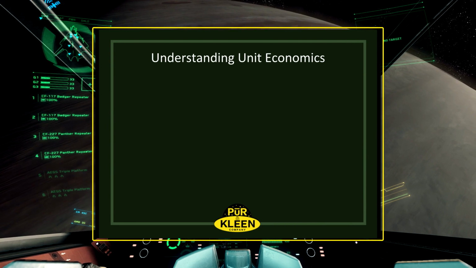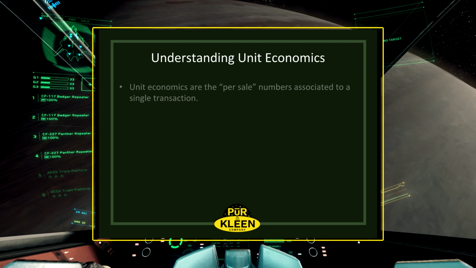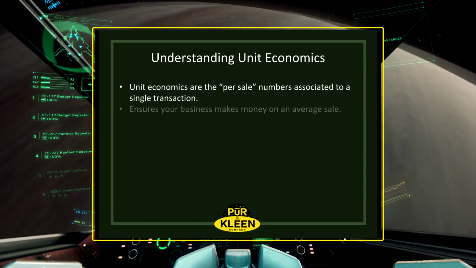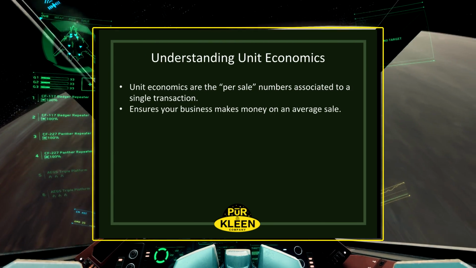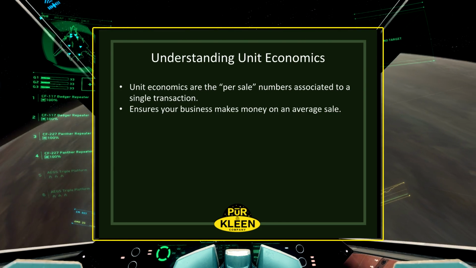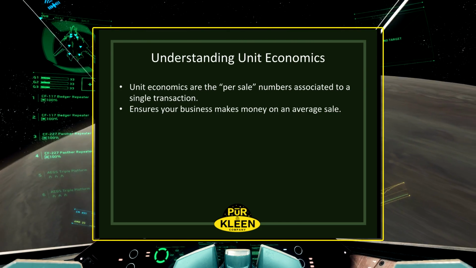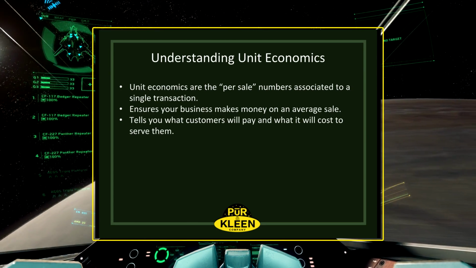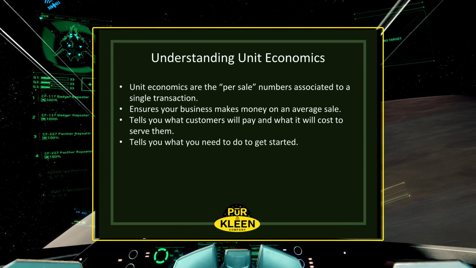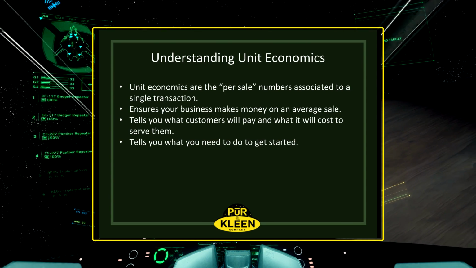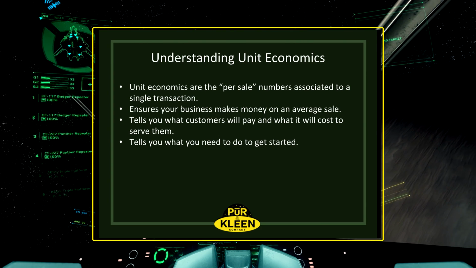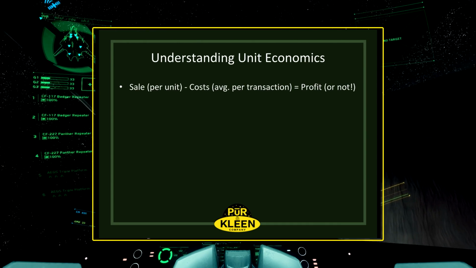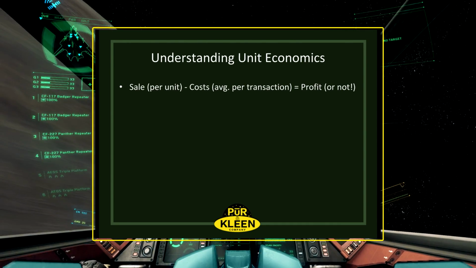So, unit economics are the per sale numbers associated with a single transaction. Understanding unit economics ensures that your business makes money on an average sale. It also tells you what customers will pay and what it will cost to serve them, and what you need to do to get started in modeling your business. In other words, unit economics is the method used to determine whether a business model can be successful or profitable.